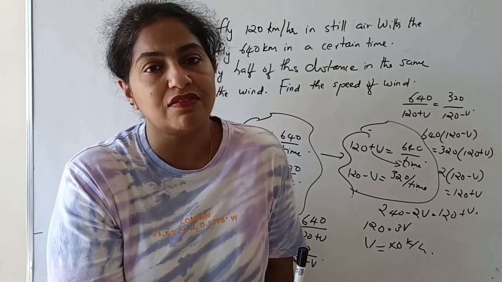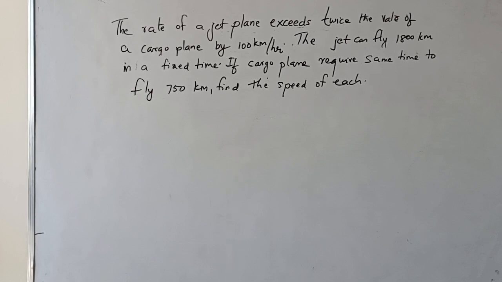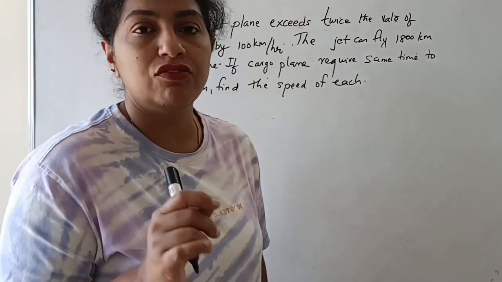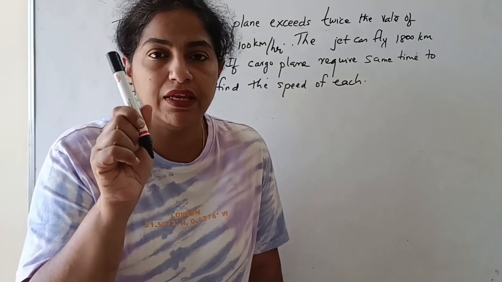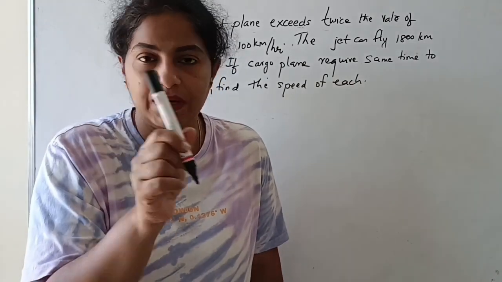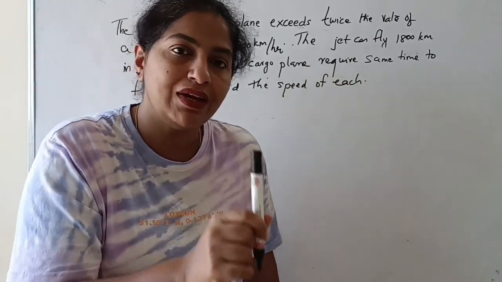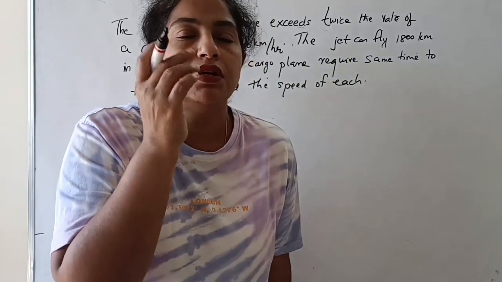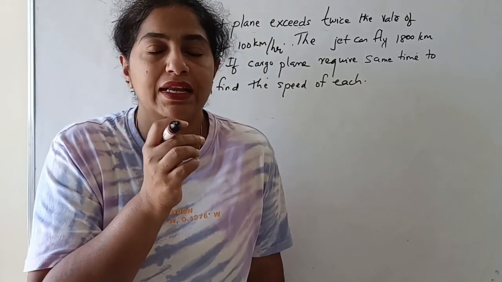In the previous sum it was the distance. The rate of a jet plane exceeds twice the rate of a cargo plane by 100 km per hour. The jet can fly 1800 kilometers in a fixed time. If the cargo plane requires the same time to fly 750 kilometers, find the speed of each. Now, in this particular sum, you can see that there is no flowing, no speed of the plane flowing along with the wind or opposite the wind. So the upstream speed, downstream speed does not matter over here. Okay. So let us see how to divide this sum into the situation, progression and the condition.